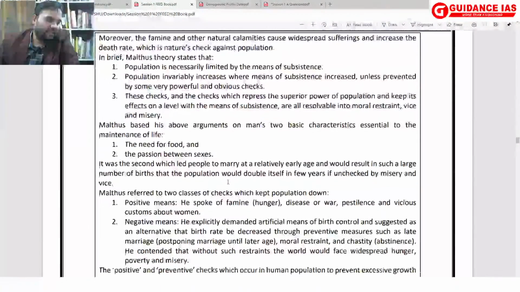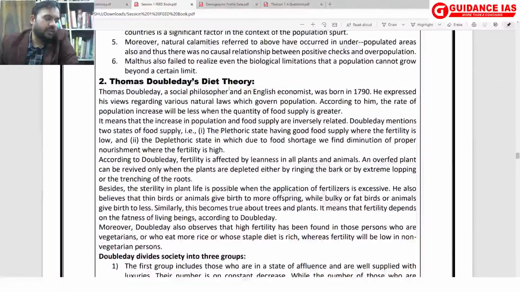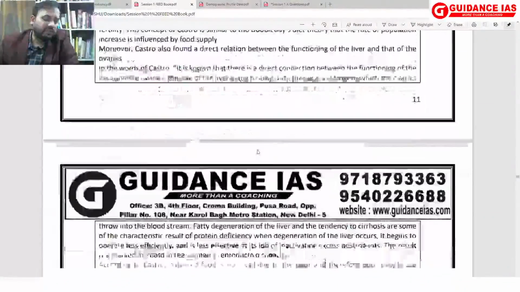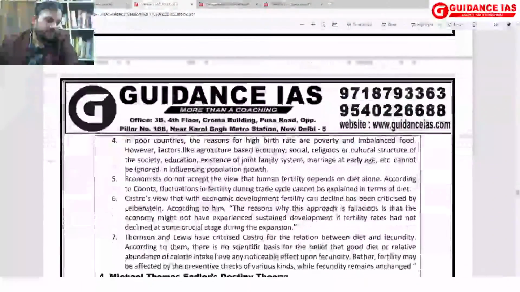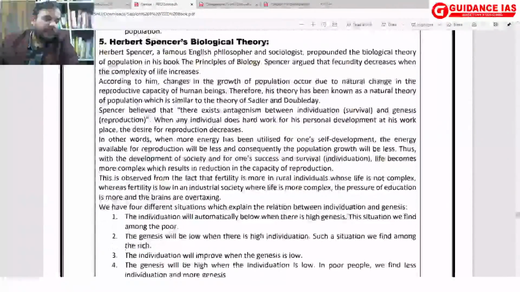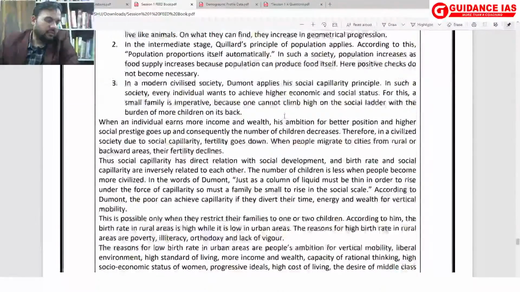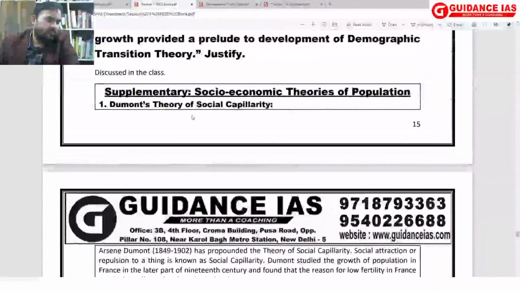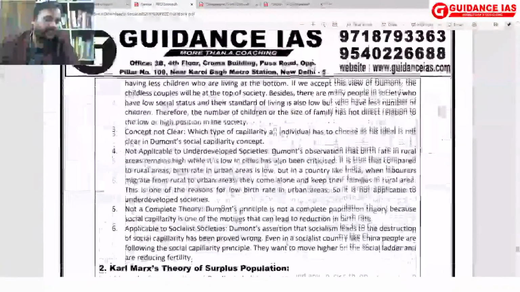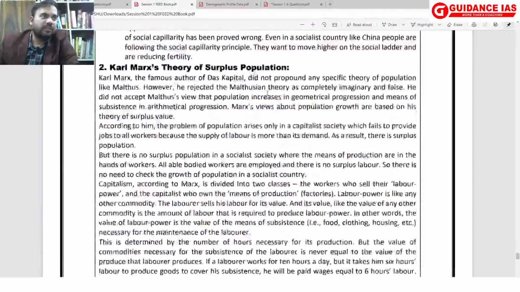population theories. So a number of population theories material I have given, for example, Malthus, Doubleday's diet theory, Josué de Castro's protein consumption theory, Sadler's density theory, and Spencer's biological theory. Similarly, I have given some socio-economic theories like Dumont's theory of social capillarity, Karl Marx's theory of surplus population, several.